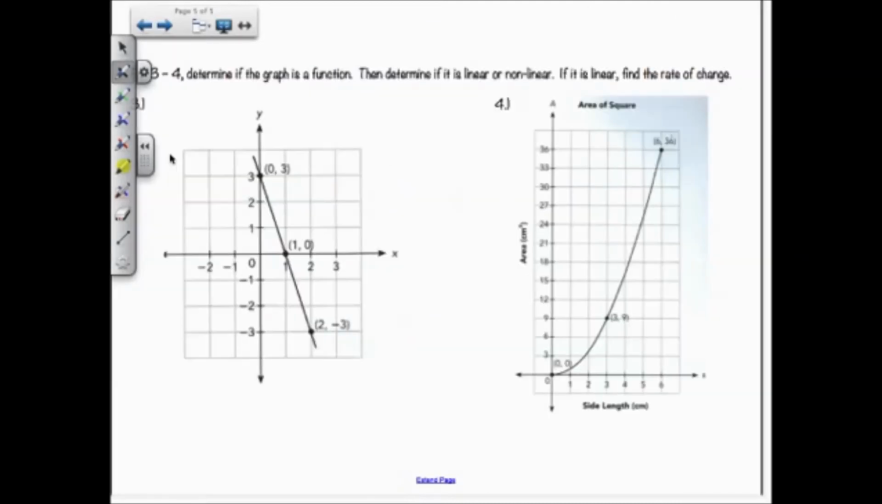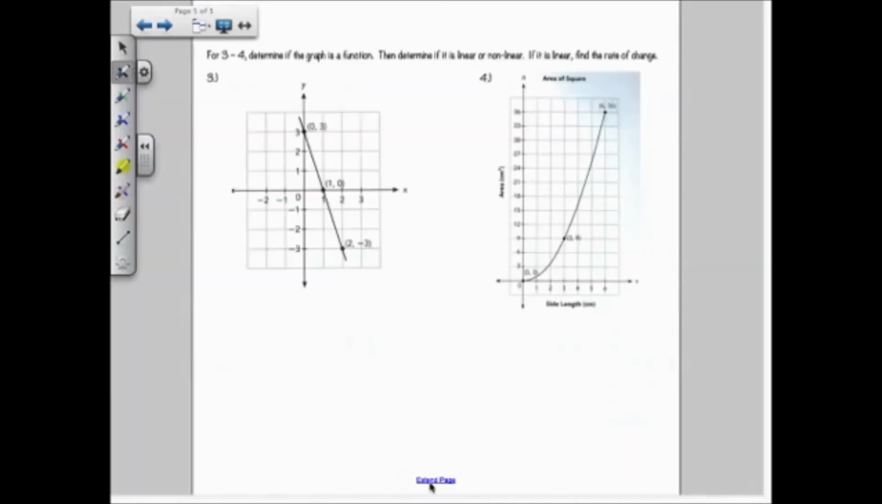Okay, so now for questions 3 through 4, it says determine if the graph is a function, then determine if it is linear or nonlinear, and then if it is linear, just find the rate of change. So there's 3 parts to every single one of these questions. The first part is A, determine is this a function or not. B, determine if it's linear or nonlinear, and then C, determine the rate of change.